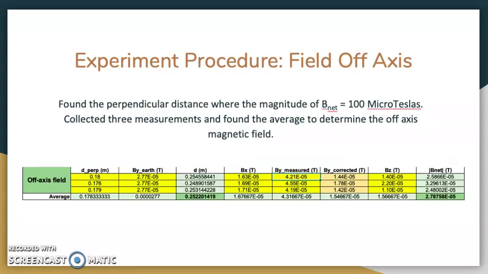Experimental procedure: to determine the magnetic field off of the axis, I found the perpendicular distance where the magnitude of B net was equal to 100 microteslas. I collected 3 measurements at this location and found the average to determine the off-axis magnetic field. In the chart below, you can see the measurements I collected as well as how I observed the Earth's magnetic field to get the accurate B net.